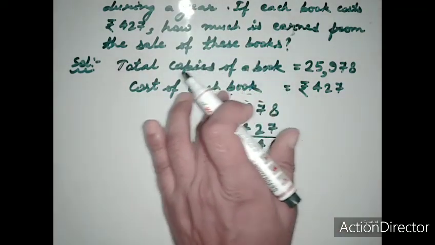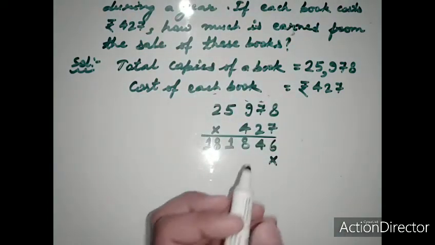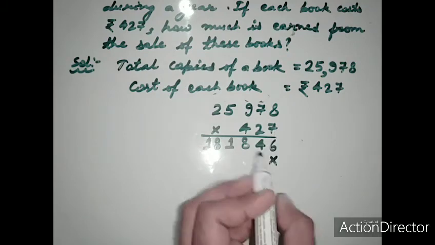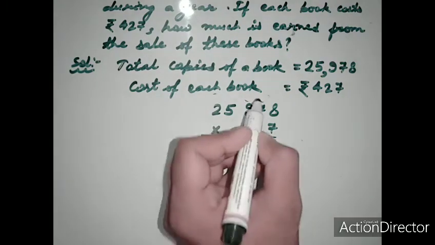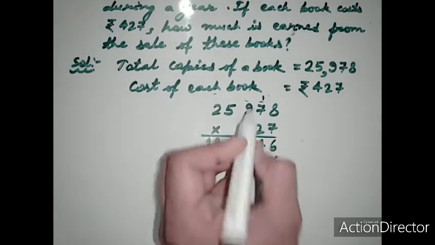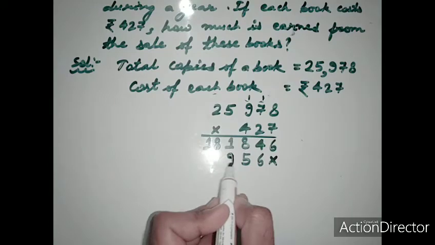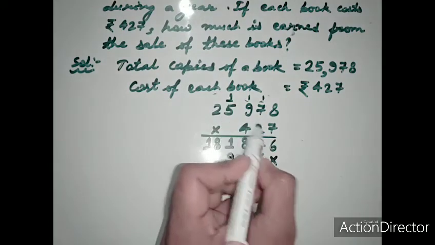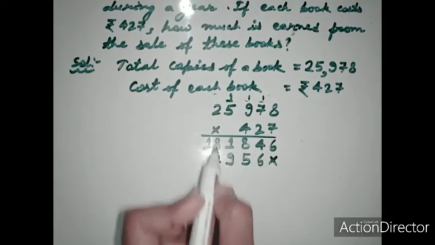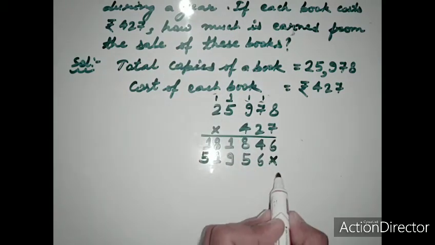Now after that we multiply with 2. Okay, so 2 8s are 16, 6, 1 carry here. 2 7s are 14 plus 1, 15, 5, 1 carry here. 2 9s are 18 plus 1, 19, 9, 1 carry here. 2 5s are 10 plus 1, 11, 1, 1 carry here. 2 2s are 4 plus 1, 5.